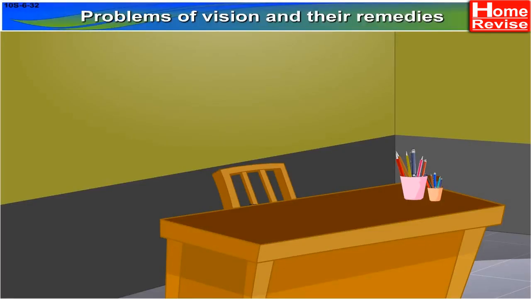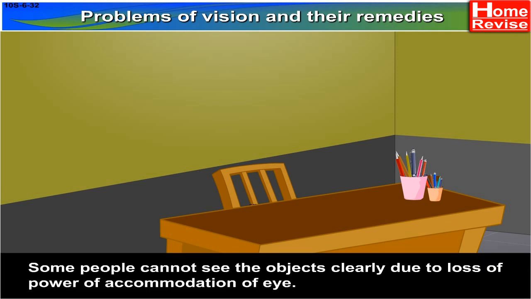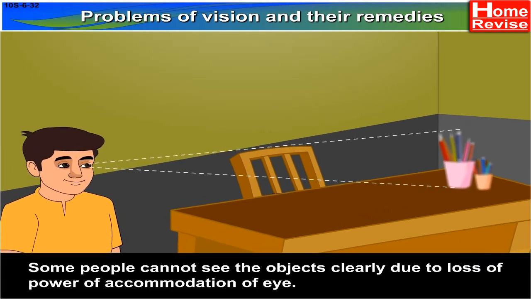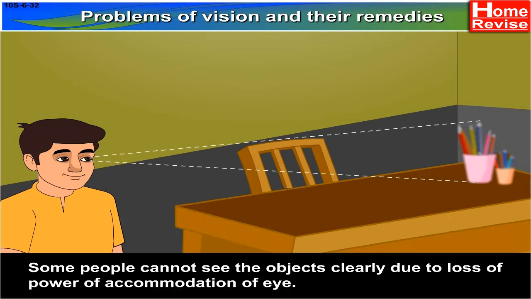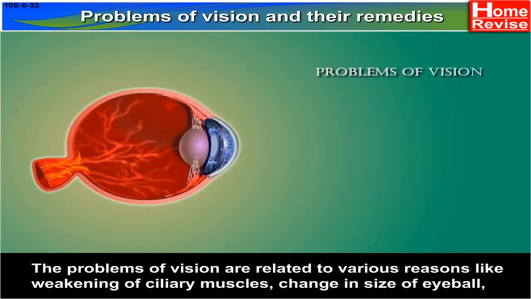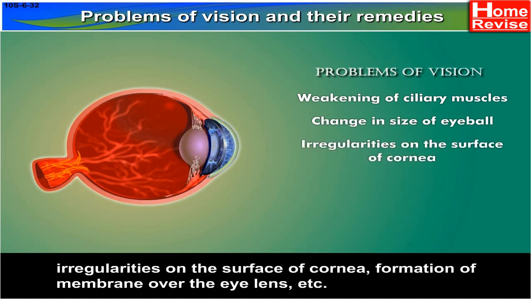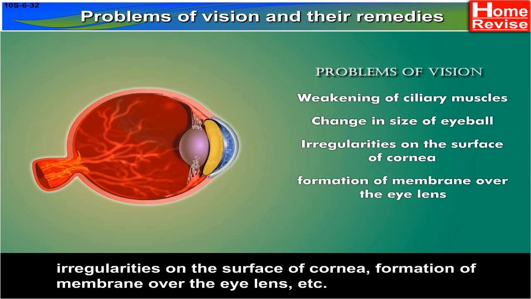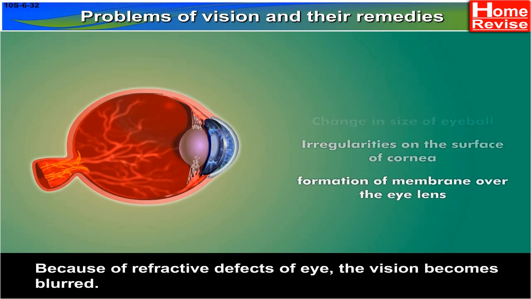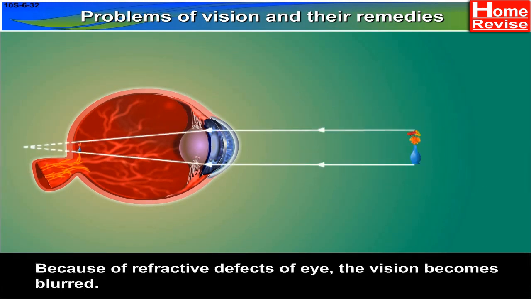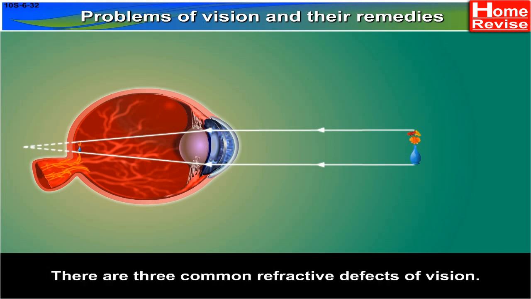Problems of vision and their remedies. Some people cannot see the objects clearly due to loss of power of accommodation of eye. The problems of vision are related to various reasons like weakening of ciliary muscles, change in size of eyeball, irregularities on the surface of cornea, formation of membrane over the eye lens, etc. Because of refractive defects of eye, the vision becomes blurred. There are three common refractive defects of vision.